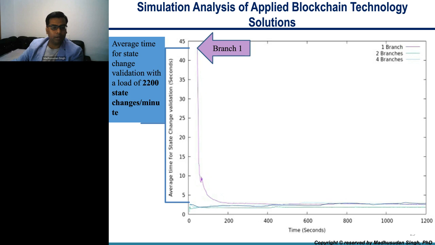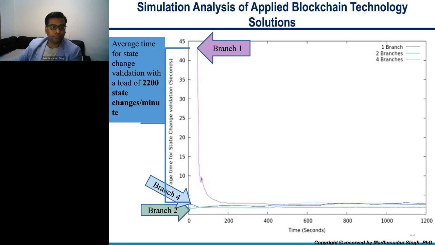Second, we have branch 2. The dark blue one is branch 4, and the green one is branch 2. So we can see that branch 4 still gives better results than branch 2. As the traffic load is lower, it gives better results. The lower the traffic, the faster the state change calculation can be.